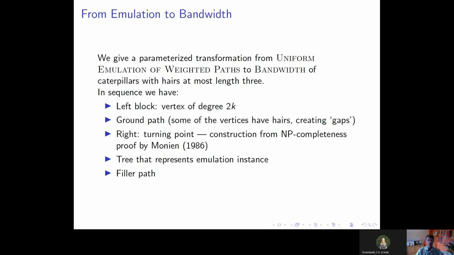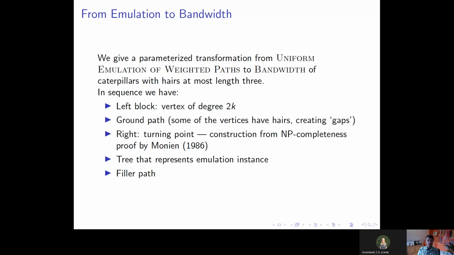So the second proof is to go from this emulation problem to bandwidth, and we have again a parameterized transformation from the former to the latter, where we build caterpillars with hairs at most length 3. This construction has in sequence a number of steps. First, we have something called the left block, which is just a vertex of degree 2k. Then I have something called a ground path, where some of the vertices of the path have a lot of hairs and some don't. And this creates in the construction some gaps.